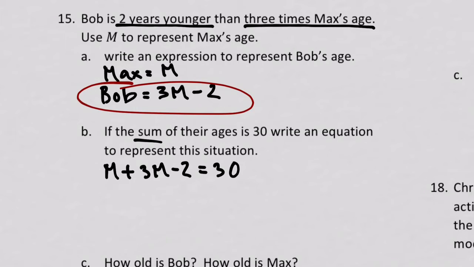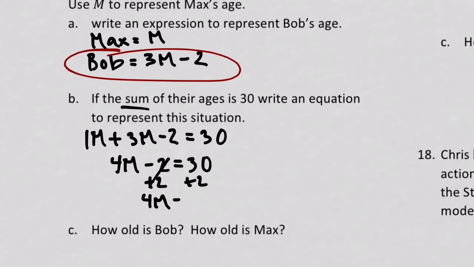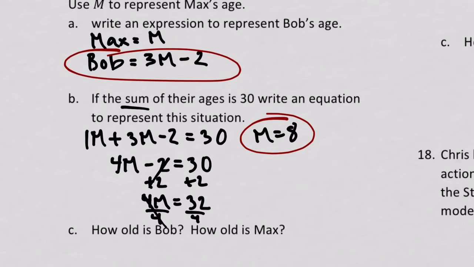Part C, how old is Bob and how old is Max is what it says. So I need to figure out how old each of them are. I need to solve this equation. M plus 3M is 4M. Because remember, this is not M, this is 1M, right? 1M plus 3M is 4M minus 2 equals 30. To solve this, I'm going to add 2 to both sides. 4M is 32. Divide by 4. And there it is, M equals 8. Who is that? That's Max. So Max is 8.